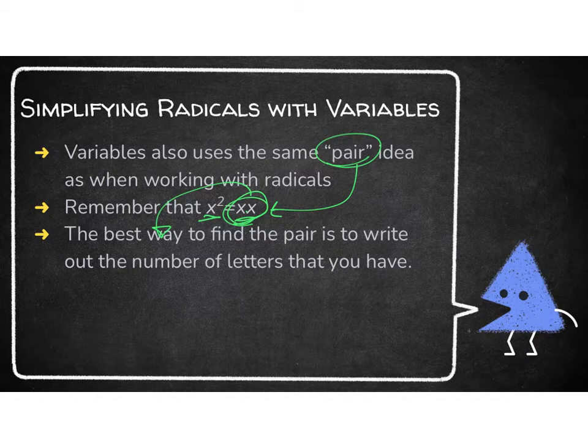So the best way to find the pair is to write out the number of letters that you have. That's what we're going to do, just like we did with our factors yesterday. We're going to write out the number of variables we have of each type of variable, and then we're going to look for those factor pairs that we can pull out from under the radical.